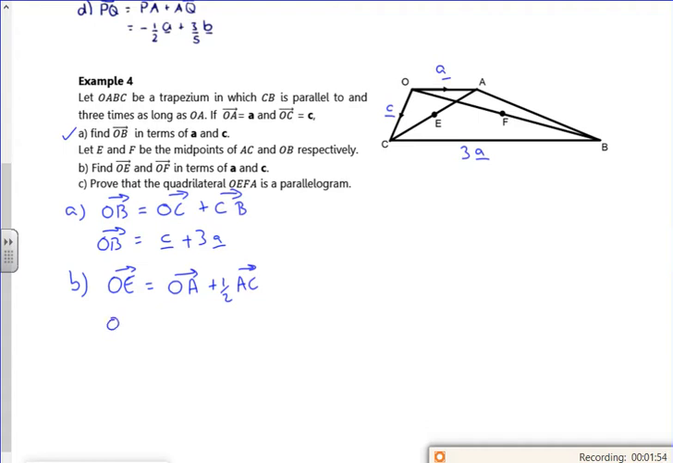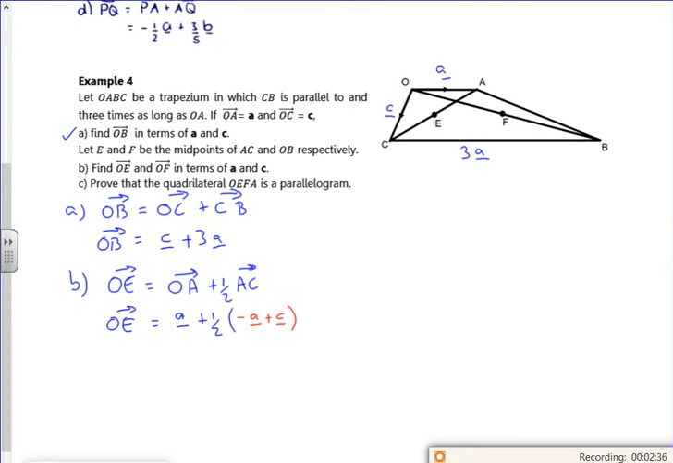So my OE, I'm happy with the a. The half A to C, though, is a little bit more tricky. To get from A to C, we've got to think in terms of all those vectors. To get from A to C is a going the wrong way, and then it's c going the right way. So it's minus a plus c. Can you kind of follow that? But I'm only going half the distance there.